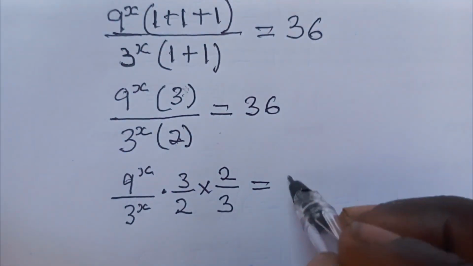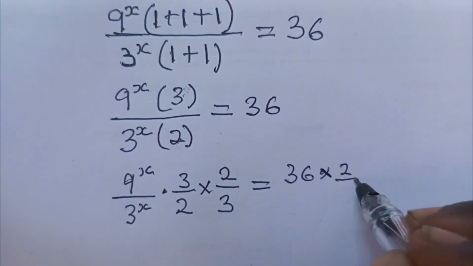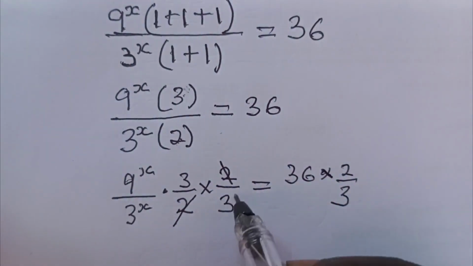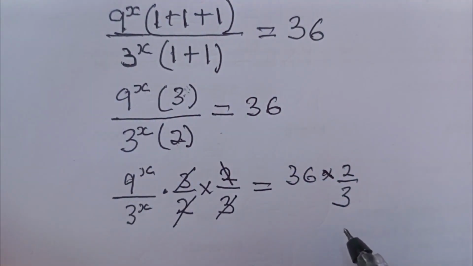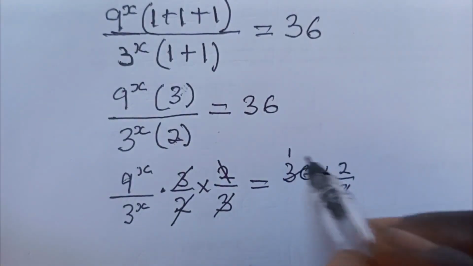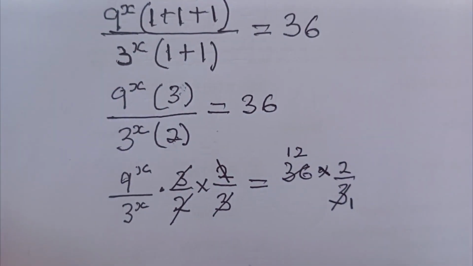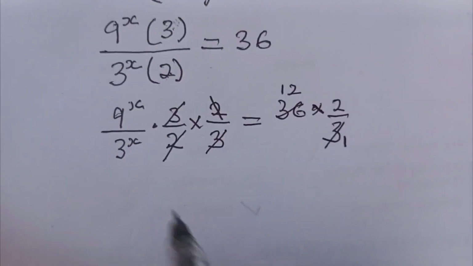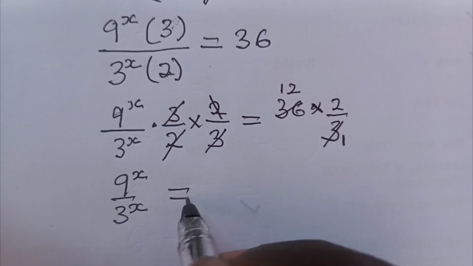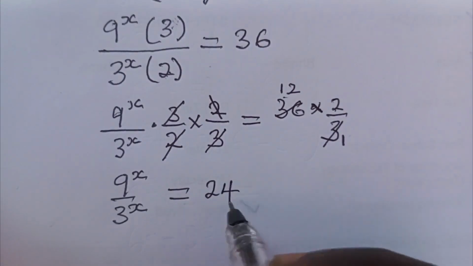So we do the same thing here. That is 36 times 2 divided by 3. So if you do that, we cancel 2, then we also cancel 3. So here 3 is 1. How many 3 can we have here? That's 12. Okay, so we are now going to have 9^x divided by 3^x is equal to 2 times 12, that's 24.